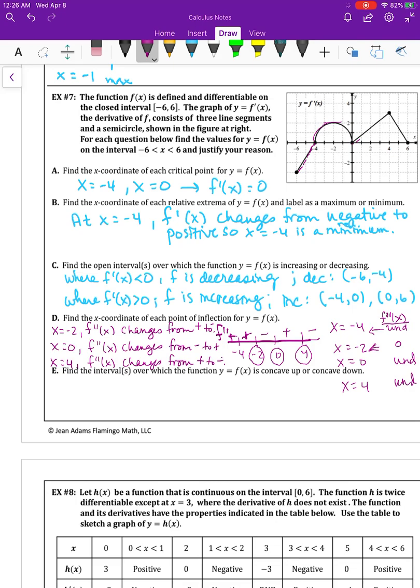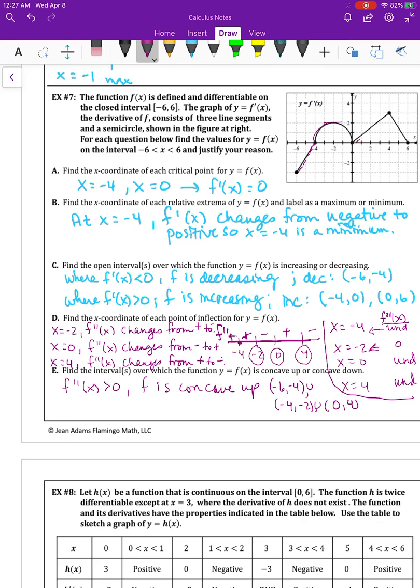Find the intervals over which the function y equals f of x is concave up or concave down. Well, we kind of just did that because of the sign chart we just made for f double prime. So we're going to say f double prime of x is greater than 0. That means that f is concave up, and that would be from negative 6 to negative 4, comma, negative 4 to negative 2, comma, and 0 to 4. You could put union in there if you wanted to. I just put commas for some reason, but you could have put union in there also. But those are all your intervals where f of x is concave up.